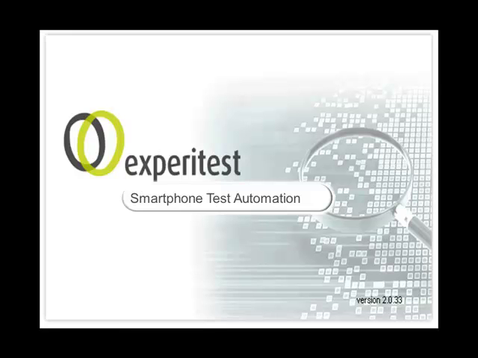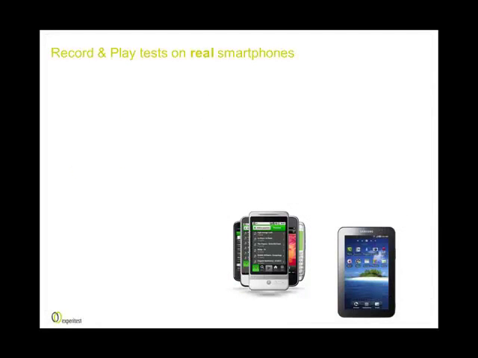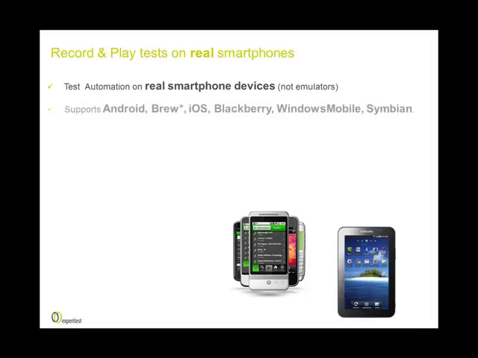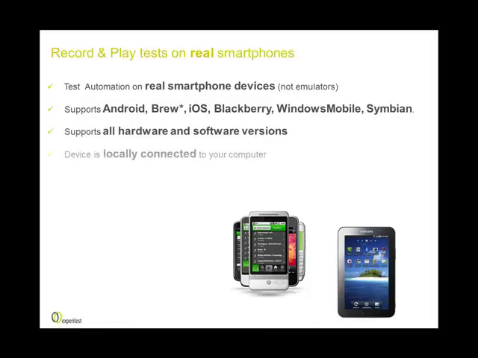In this 4-minute video, we'll present SeeTest, a record and play test automation tool for real smartphones. SeeTest is a test automation tool for real smartphone devices, not emulators. It supports Android, Brew, iOS, BlackBerry, Windows Mobile, and Symbian. It supports all the hardware and software versions of those operating systems.